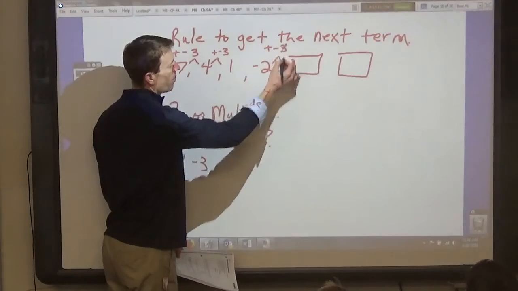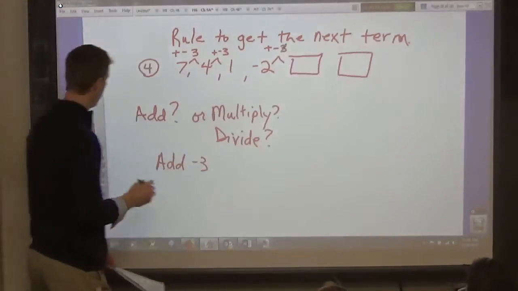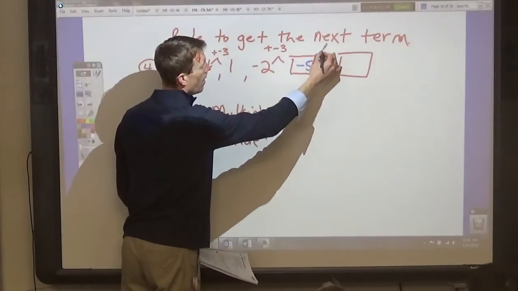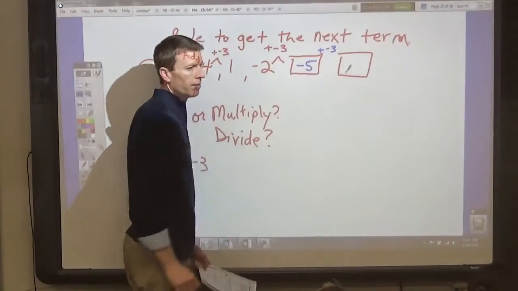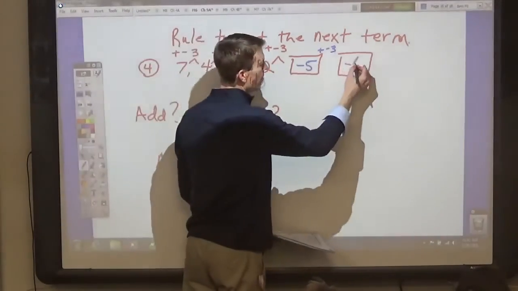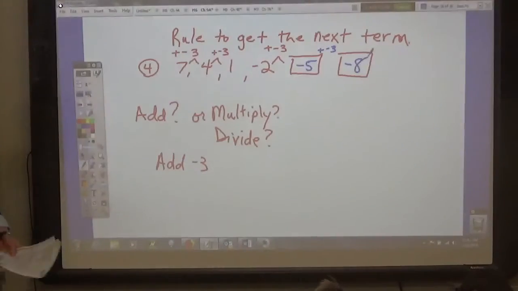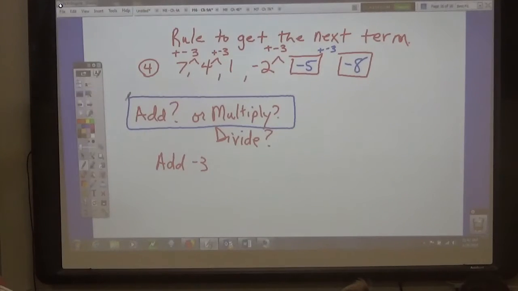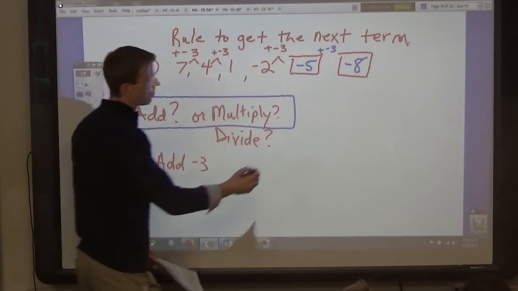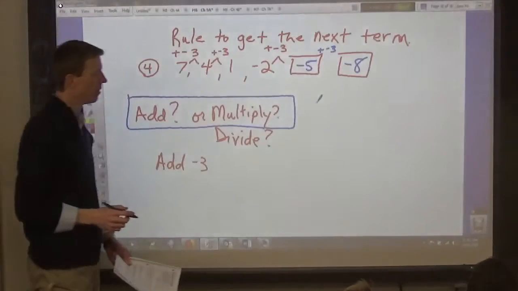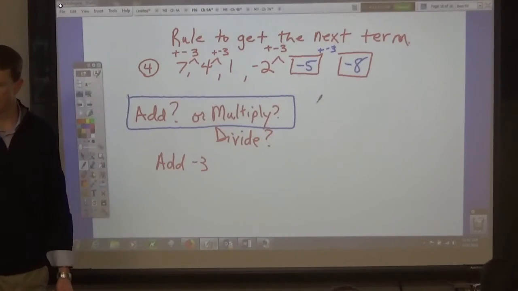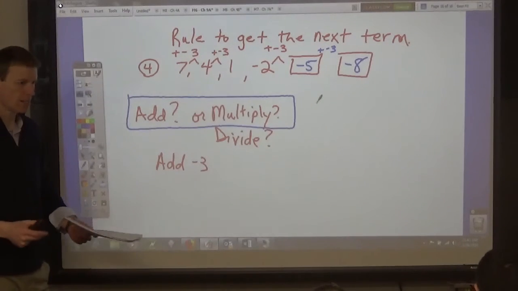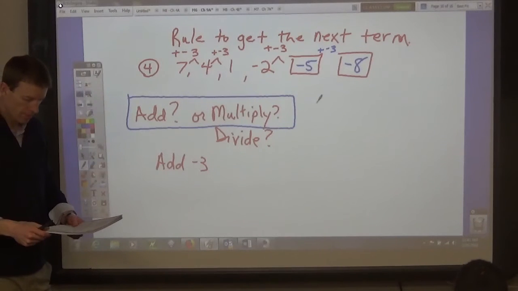So if we add negative 3, what do you get in this box? Negative 5. And then plus negative 3, and you get negative 8. Okay? So look for these 2 to write your rules. Find the difference, and then try to figure out what you would add to get to the next one. Or what would you multiply to get to the next one. Sometimes they'll be positive and sometimes they'll be negative. Okay?